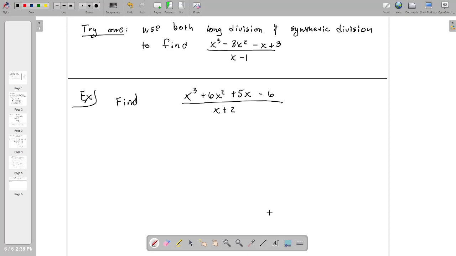Okay, I want to show you a couple of things here. First, we're going to just do synthetic division. So we start with our coefficients, 1, 6, 5, -6. Write these out again, just for a helpful guideline. 1, 6, 5, -6. And we are dividing by x plus 2, so we write a -2 here.